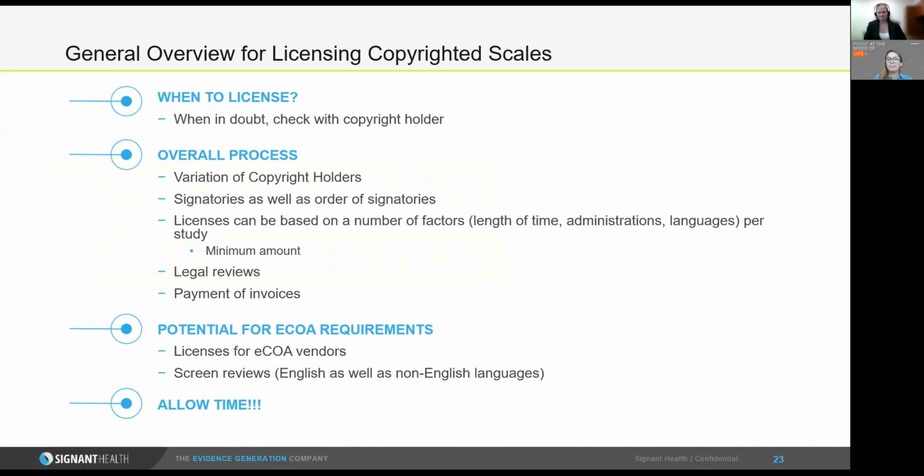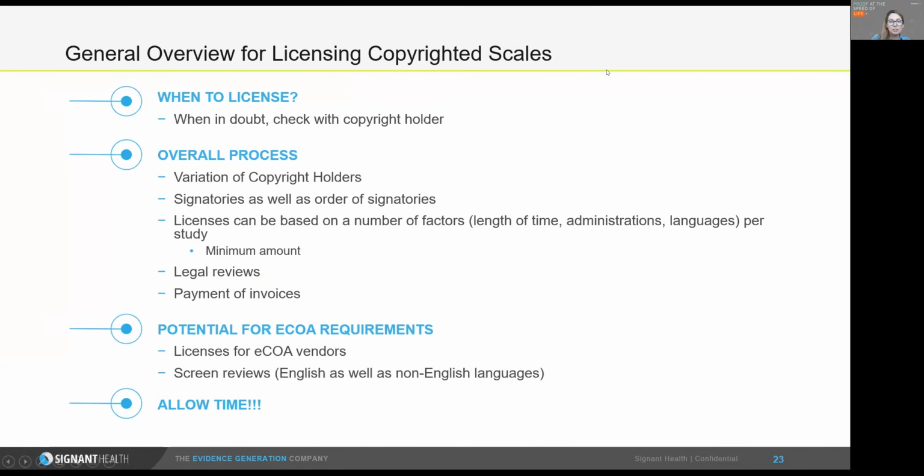I just wanted to put this out there first that I'm not going to get into specific scales. This is just a general overview for copyrighted scales. I know in the beginning, the word cloud had mentioned the licensing was a bit of a pitfall. And now, of course, timelines and translations. So what you're going to see a bunch on my slides is allow time. I'm not going to even say this over and over again, but it's absolutely true.